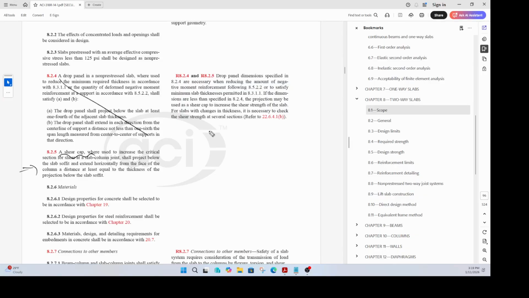Shear cap. A shear cap means you have a slab, and then instead of a column like that, what you're going to do is you're going to locally thicken near the column, right? And go like that, right? So this is called now that section. This is a shear cap. Okay. Now why do we do that?